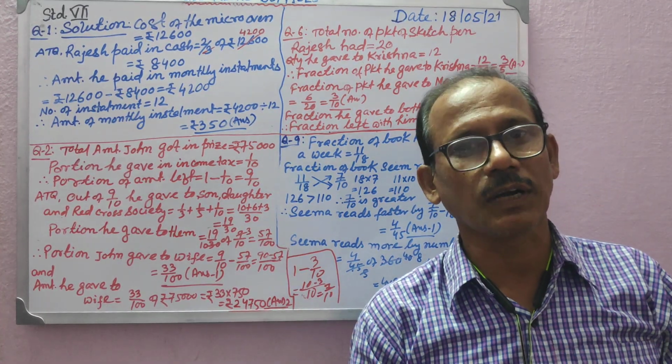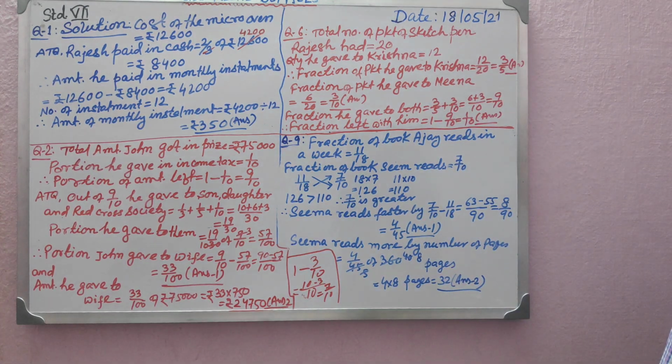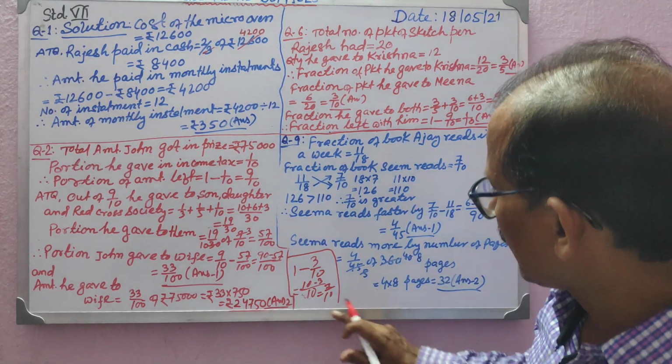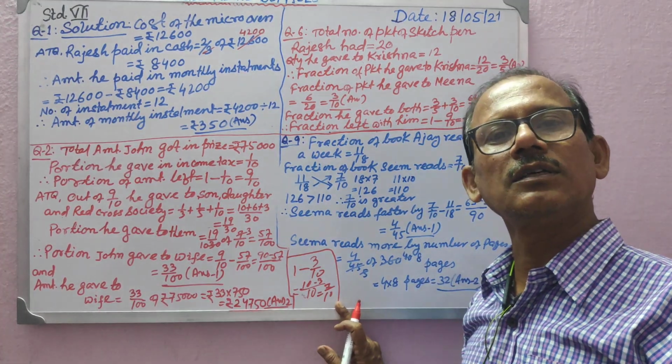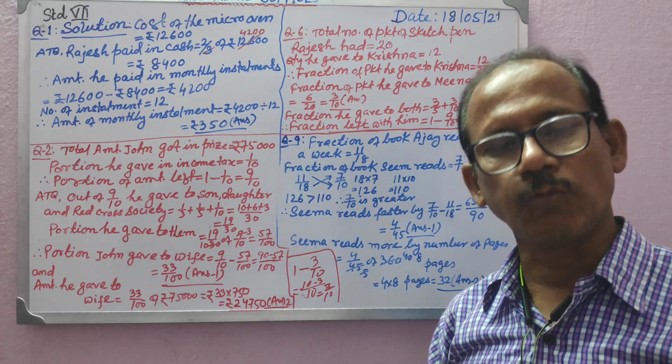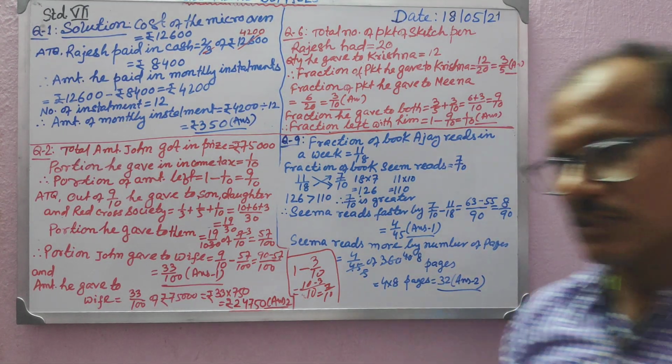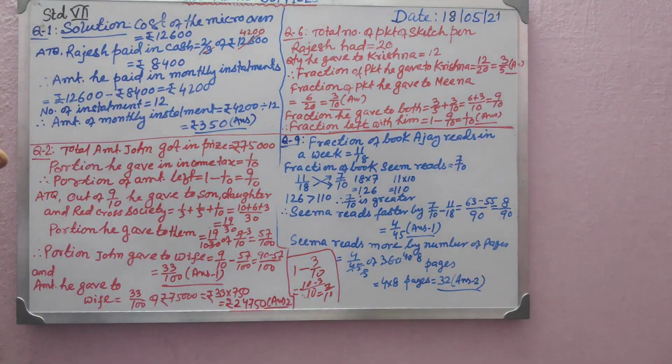But sometimes what happens, he has given 1/3 of the remaining part. Already the remaining you have taken, out of that again 1/3 or some portion he gave. So that language you have to understand. Okay, let us check some of the exercise. I have taken question number 1.